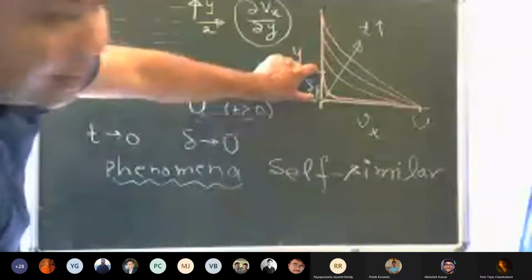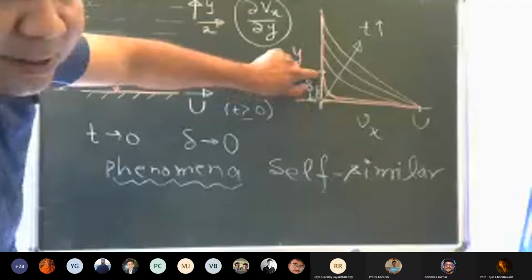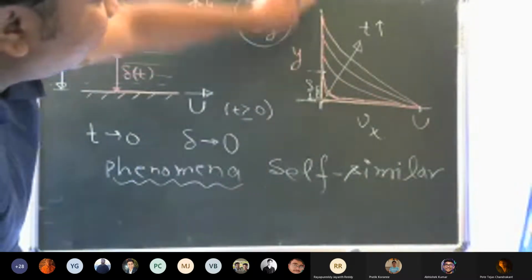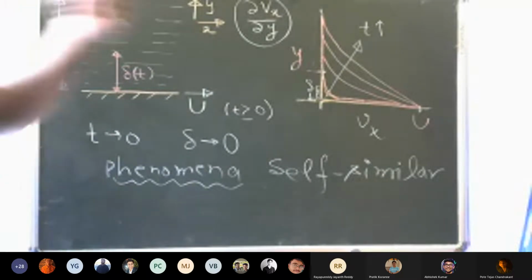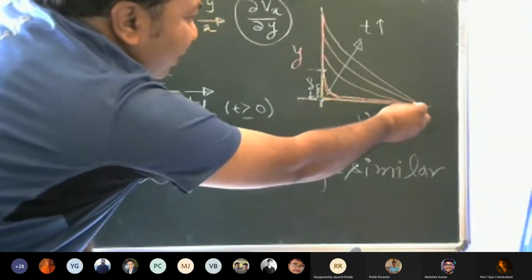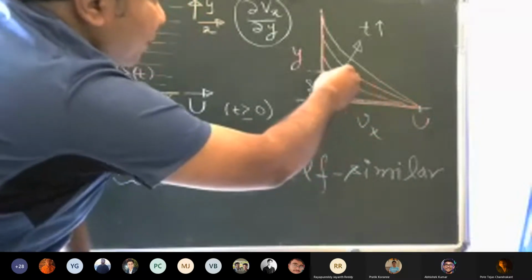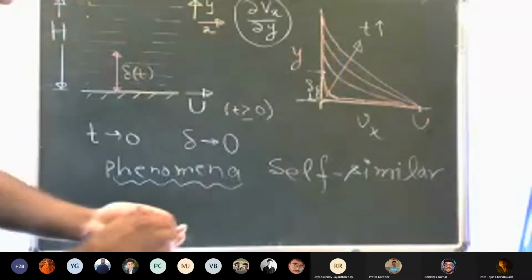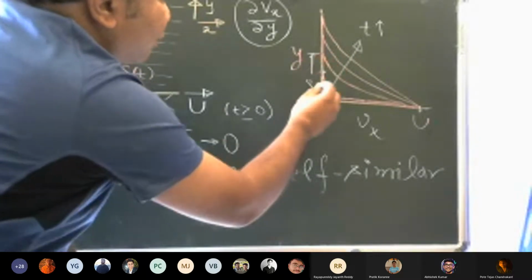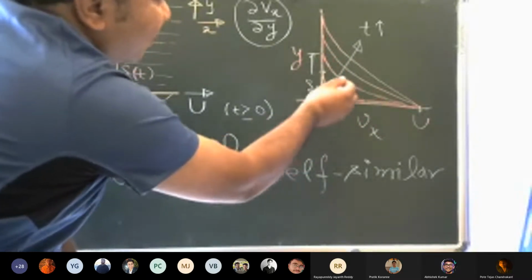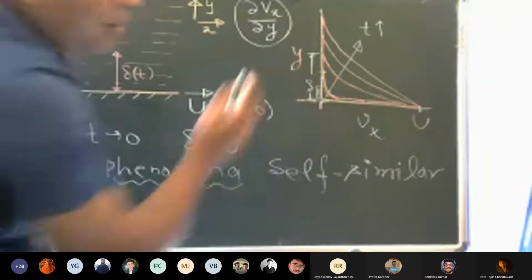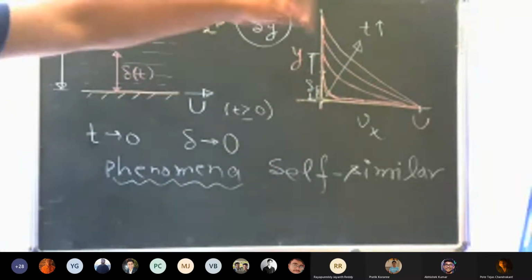So up to this delta, if you see different y coordinates, you have some velocity, some positive value. Beyond this delta, velocity is 0. Again, after some time, if you see the velocity profile, now it will look like this. What happened? Now delta has increased. So probably delta is now this much. So up to this value, you will have some positive value of u for these different y coordinates, and beyond that delta, velocity is 0.